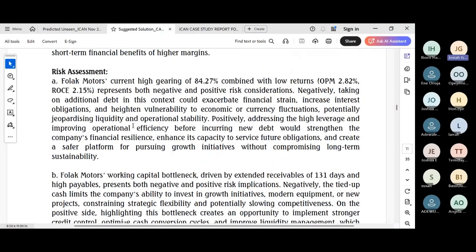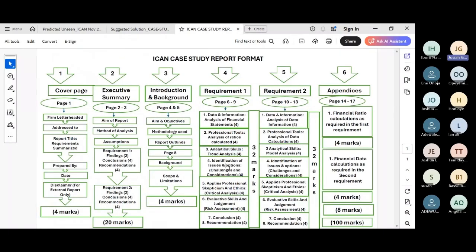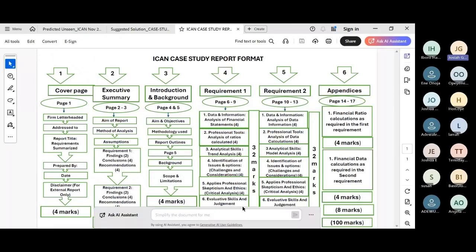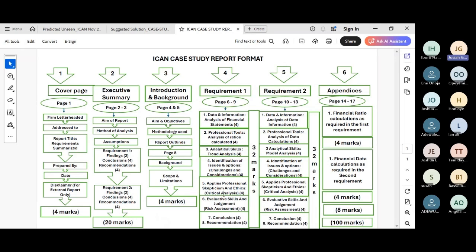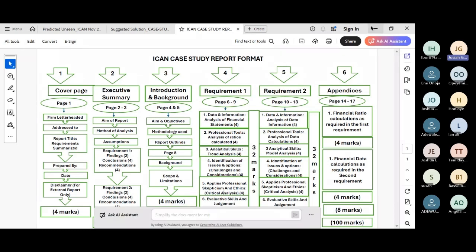Then risk assessment, which is our evaluative skills and judgment. And that's the last or the 6th box before our conclusion and recommendation. So the 6th box talks about expressing our evaluative skills and judgment, and that's what I call risk assessment, but you could use another tone or term that resonates with you.